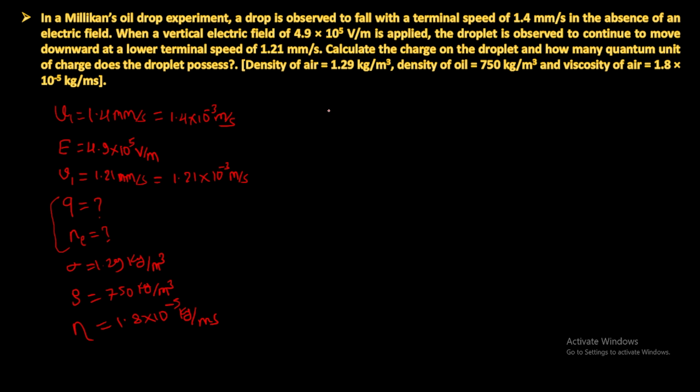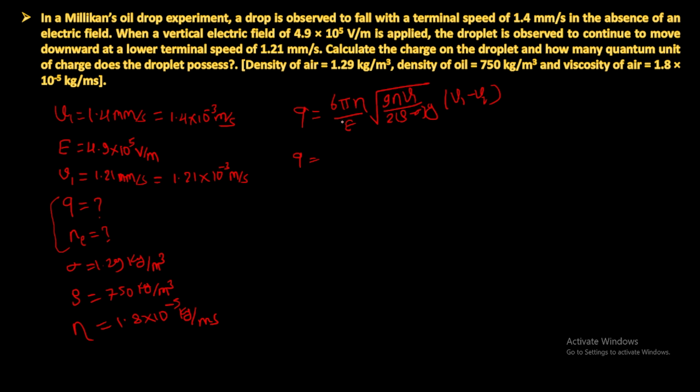First, let's find the total charge on the given oil drop. When the charged particle is still moving in the downward direction even after applying the electric field, the formula to find the total charge on the given oil drop is Q equals 6 pi eta by E, under root 9 eta V1 divided by 2 bracket rho minus sigma g, bracket V1 minus V2. When the oil drop is still moving in the downward direction, then there will be a minus between V1 and V2.